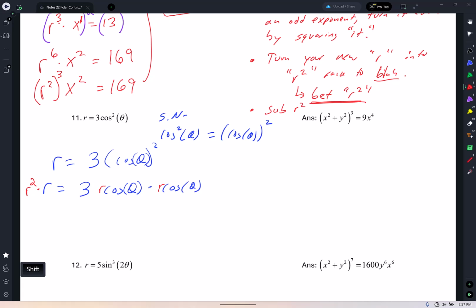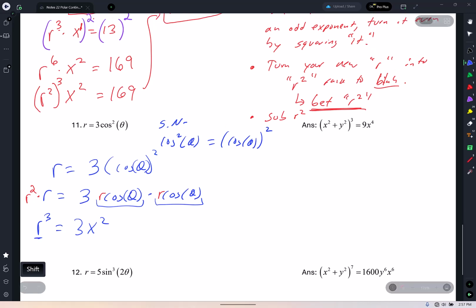Now look what I have, guys. What's r squared times r? So I have r cubed equals, and now I have 3, and then look, that r cosine theta, that's an x. That r cosine theta, that's an x. What's x times x? x squared. All right. Are we still okay? Look at that r cubed.